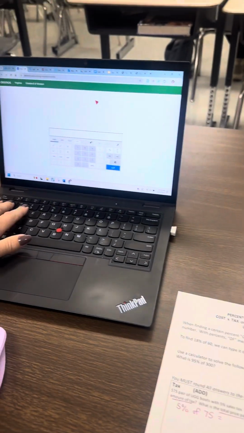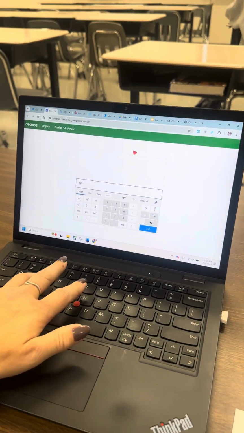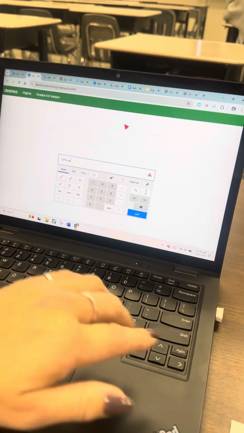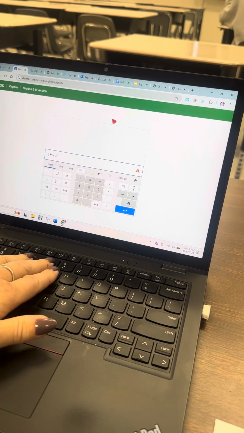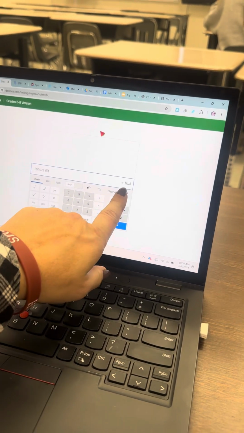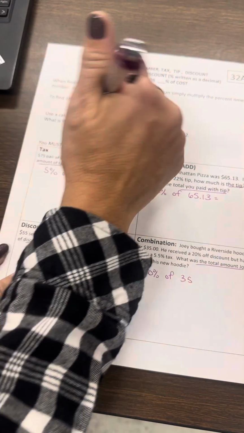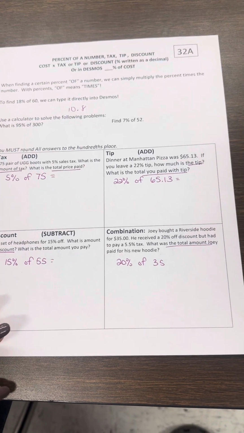When you put this into Desmos, you can type in 18%. When I type in 18%, "of" automatically pops up, and then I'm going to plug in 60, 18% of 60, and that gives me 10.8. Now this is just in general, 18% of 60 is 10.8. We're not talking about money yet. This is just an answer.